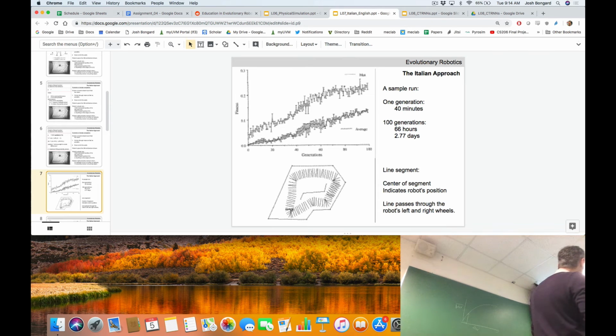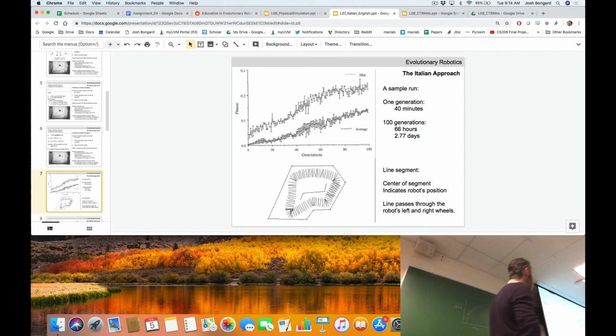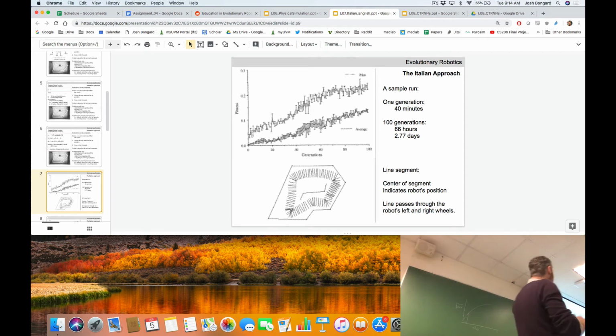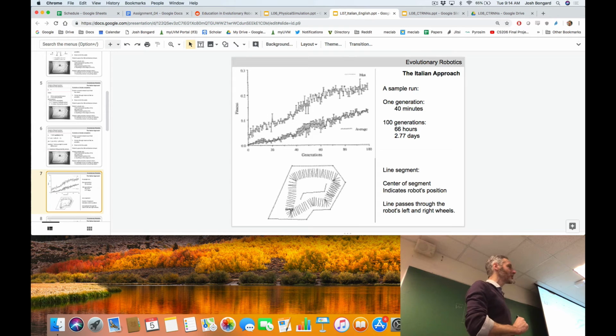The researchers carried out a total of 100 generations here, evaluating each neural network in the population. For one generation took 40 minutes. This experiment took 66 hours to carry out. It's quite a bit of time to do this relatively simple experiment. Why did they bother with the physical robot? Why didn't they just do this in a physics engine?